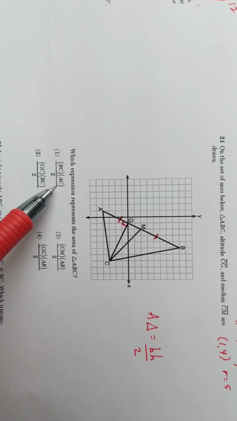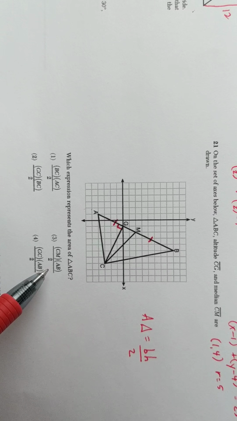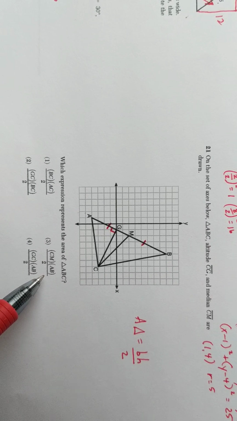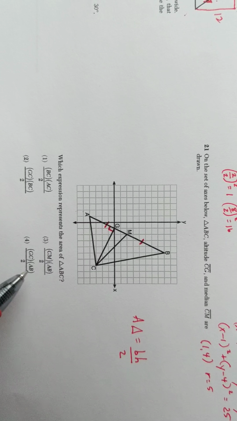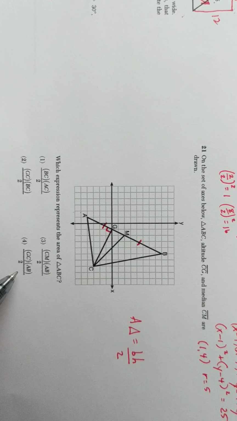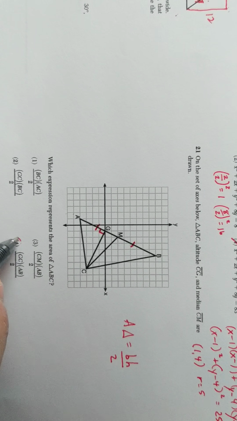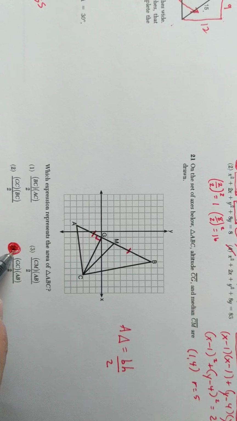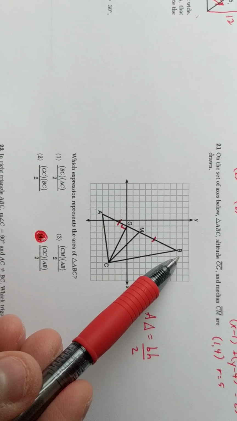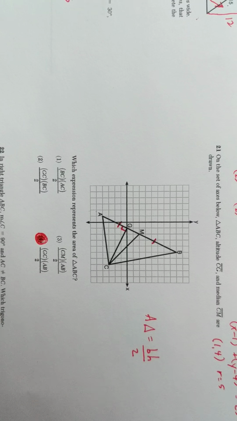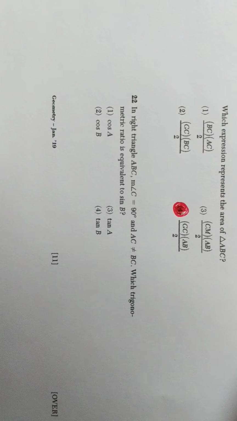BC and AC divide by 2. CM and AB divide by 2. GC and AB divide by 2. Oh, I like the looks of number 4 a lot. So we don't have to come up with some other alternative. Okay, so that all worked out well. GC and AB divide by 2. Base times height. Good.